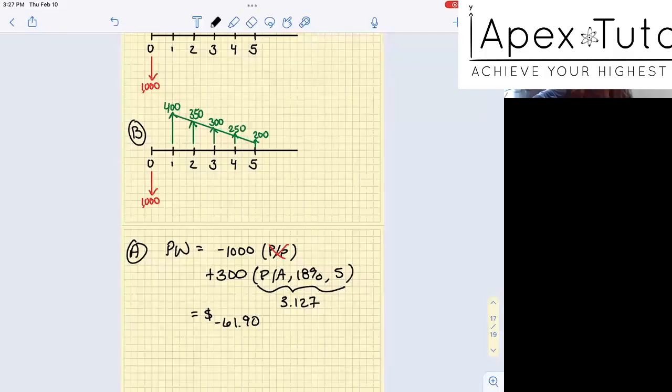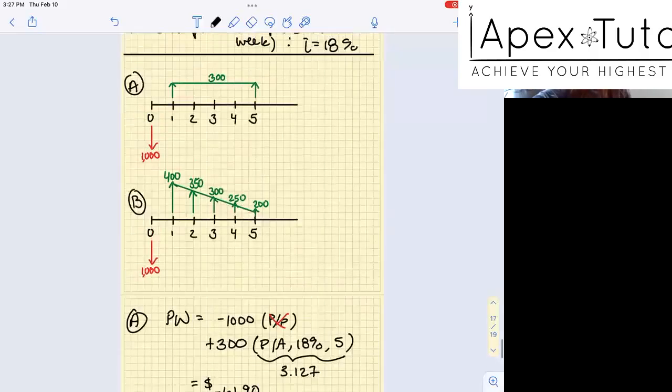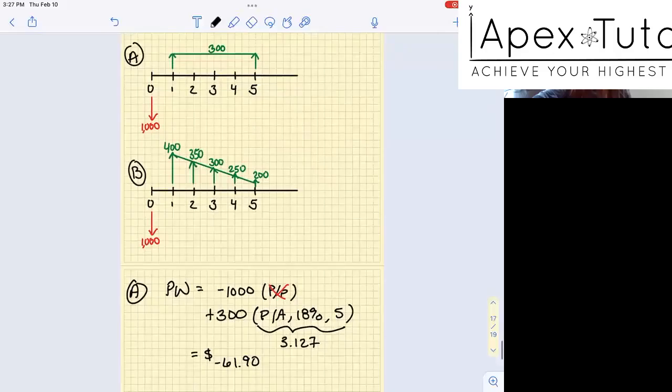Yeah, so each arrow that you see on there, you just treat separately. You step your way along. So you've got the negative 1,000. You think to yourself, what is it? What do I want? It's a P. I want a P. Good. I'm already in good shape. And it's negative because it's red, pointing down. And then you've got the 300. What is it? It's an A. What do I want? I want a P because I'm doing present worth. So I'm going to do P over A.